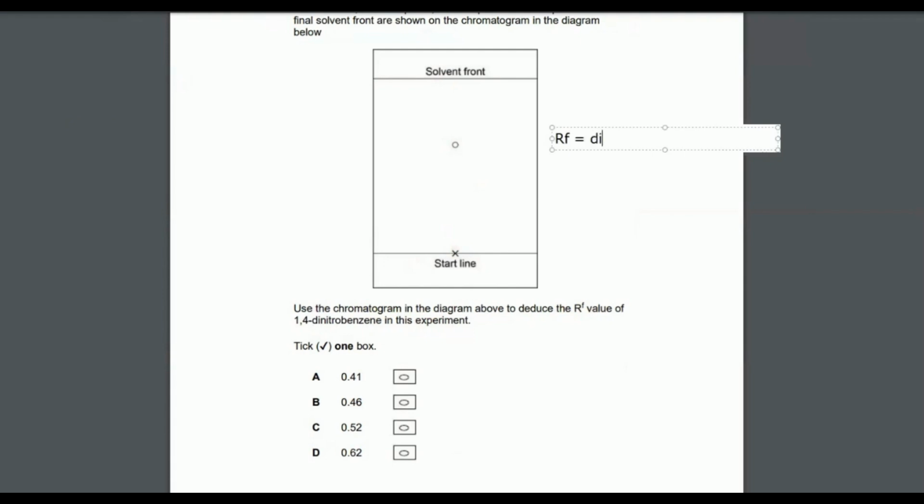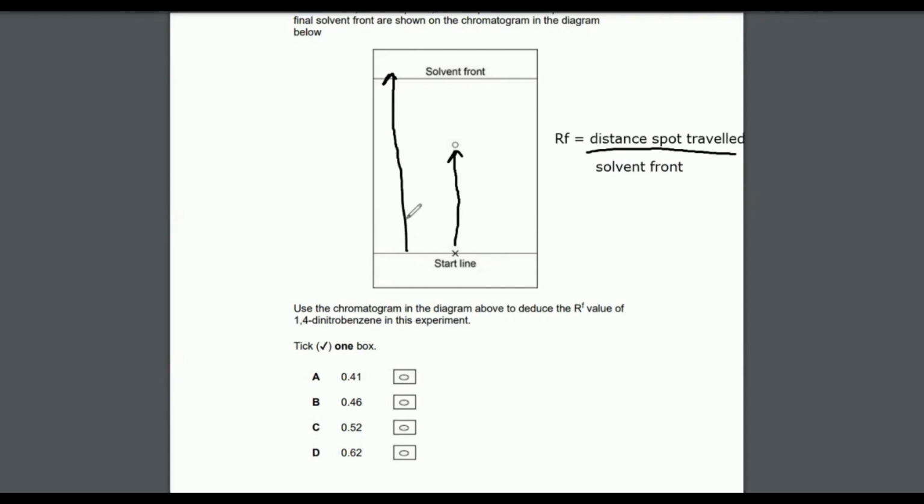So that little circle is how far the 1,4-dinitrobenzene moved up the TLC plate. You can see how far it's moved up from the start line. Bearing in mind that the RF value is the distance the spot has traveled compared to the whole distance of the solvent front, we can see that that spot has gone over halfway. So if you do the distance the spot's traveled divided by the solvent front, you're going to get like 0.6, 0.7. If it only went halfway, you get 0.5, less than halfway, you get 0.4, 0.3, etc. So you can see the distance it's traveled is over half.